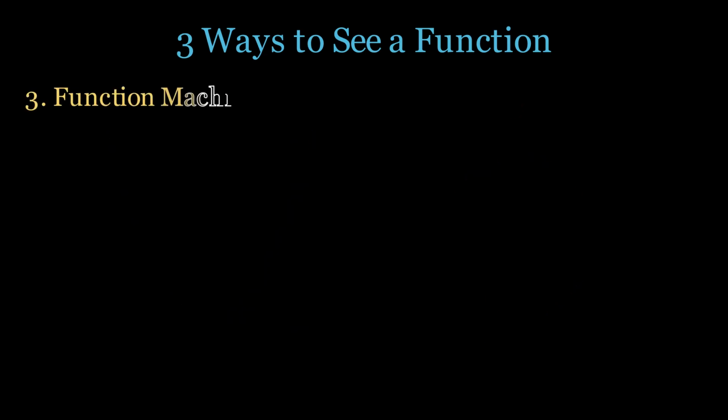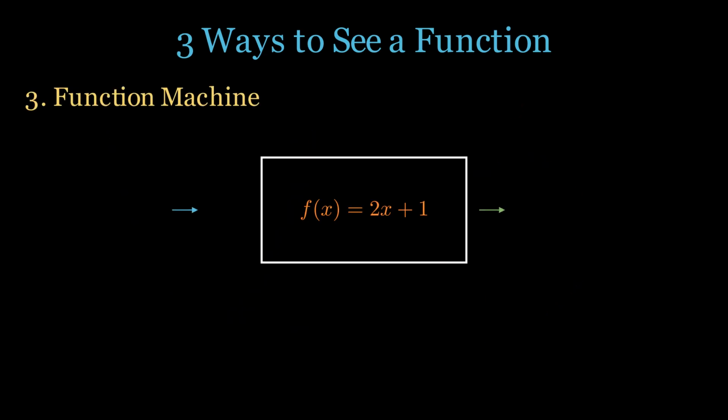Think of a function like a machine in a factory. You feed in a number. The machine processes it. And out comes a result. Feed in a 3, and 2 times 3 plus 1 gives us 7. Feed in -1, and we get -1 out. Feed in 0, and out comes 1.